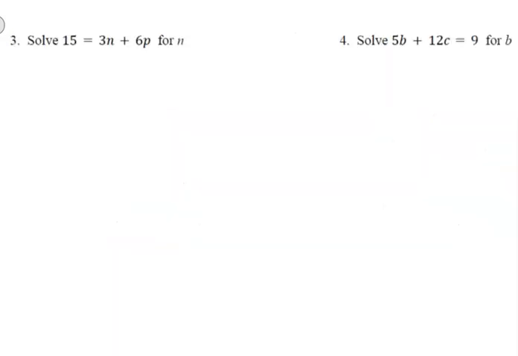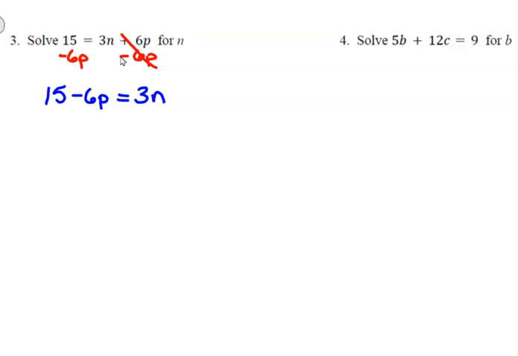So if we continue, 3 and 4 are simply more practice. Solve our equation for the letter n. Again, I'm looking where my letter n is. This time it's on the right. If I'm thinking opposite operations, if it's a plus 6p, the opposite would be a minus 6p to both sides. So over on the left, I have 15 minus 6p, and then on the right, I have 3n.